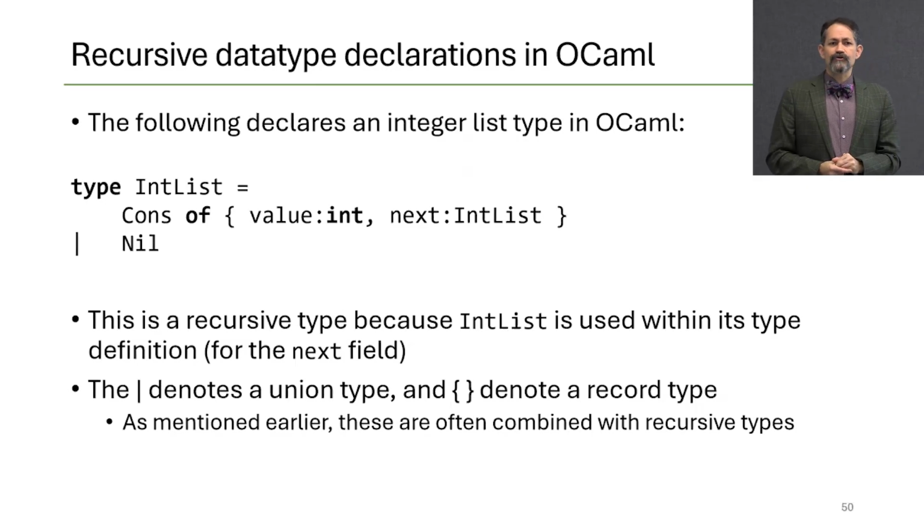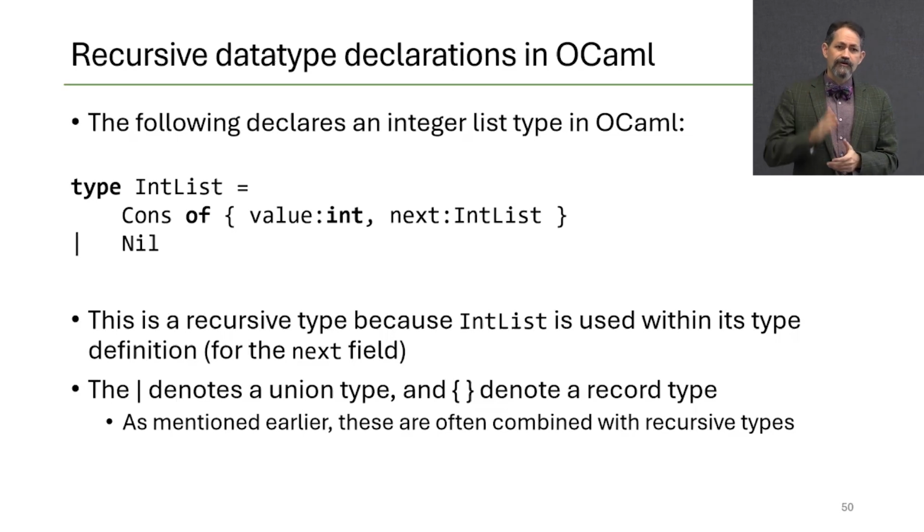How can we describe recursive data types in OCaml? Well, here's an integer list type in OCaml. We have type int list, and it's a union type with cons and nil. And then the cons has a value, right? That's a linked list cell, so it has a value. And then it has a next, which is an int list. And so here we can see why the type is recursive, right? We're using the int list type in the definition of int list.